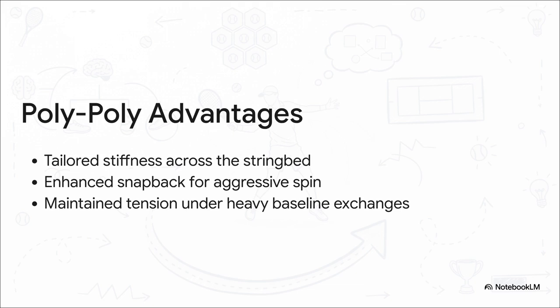That enhanced snapback is exactly what generates the massive spin required to hit an aggressive, dipping passing shot while you're on the dead run. Plus, because both materials are polyester, they maintain their tension harmoniously under the brutal, heavy impacts of modern baseline exchanges. It gives aggressive baseliners the dynamic, resilient tension they absolutely need to absorb a massive shot and then instantly counterattack with huge pace of their own.